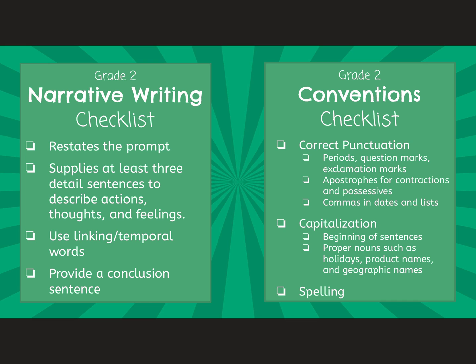Okay, in our narrative writing, we want to make sure that we restate the prompt so that in our topic sentence, the reader knows what the rest of the paragraph is going to be about. We need to supply at least 3 detail sentences to describe actions, thoughts, and or feelings, and then use linking or temporal words. Temporal just means kind of like time order, and a lot of our linking words are time order words. Okay, and then last, providing a conclusion sentence, making the reader feel a sense of closure, knowing that the story is over.